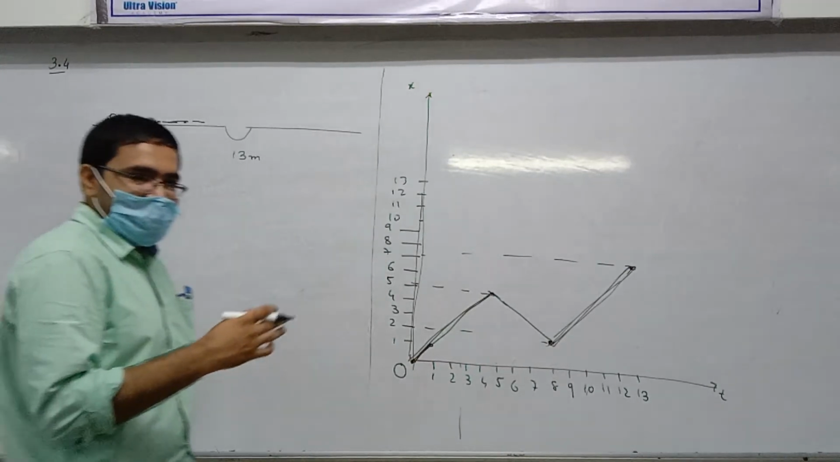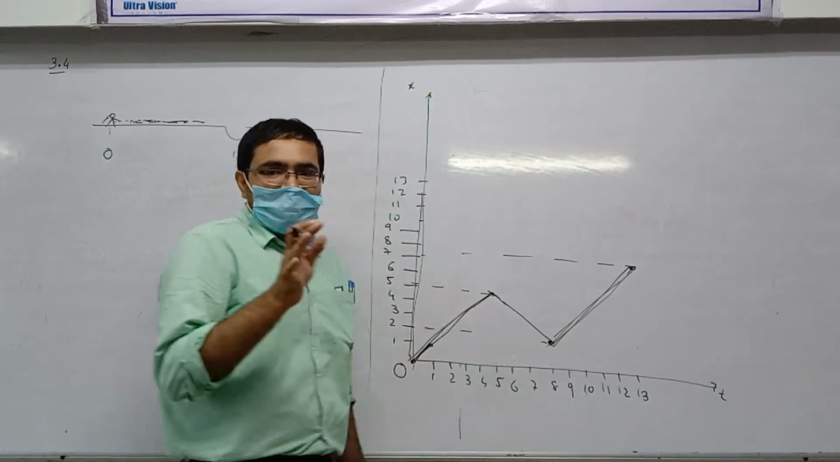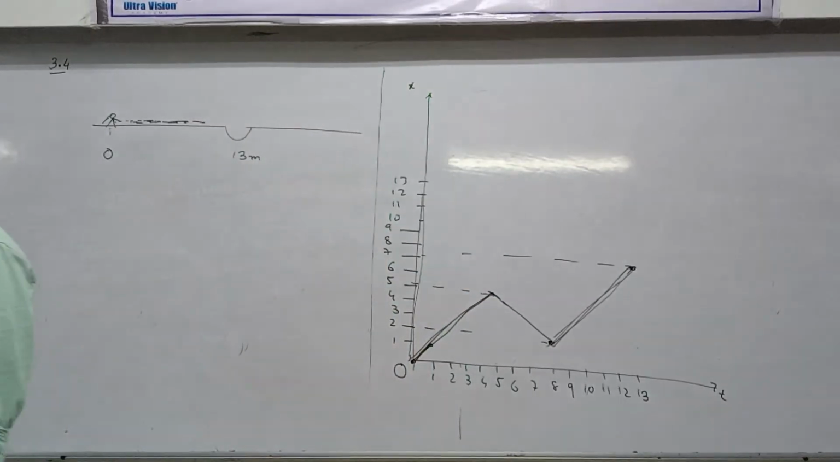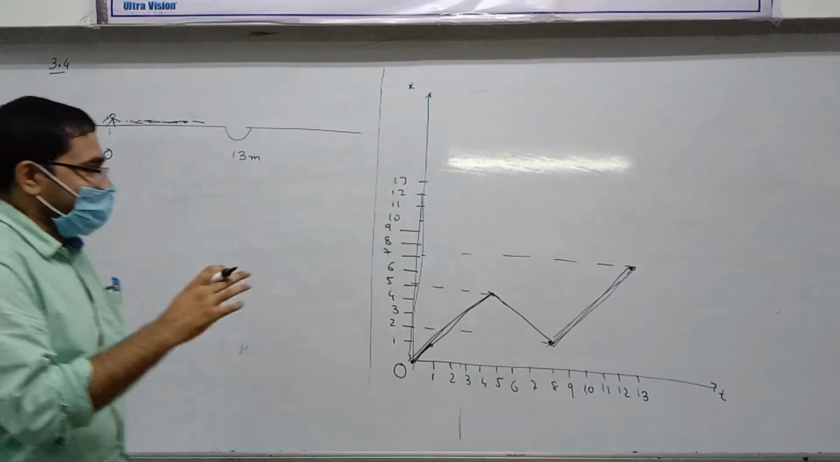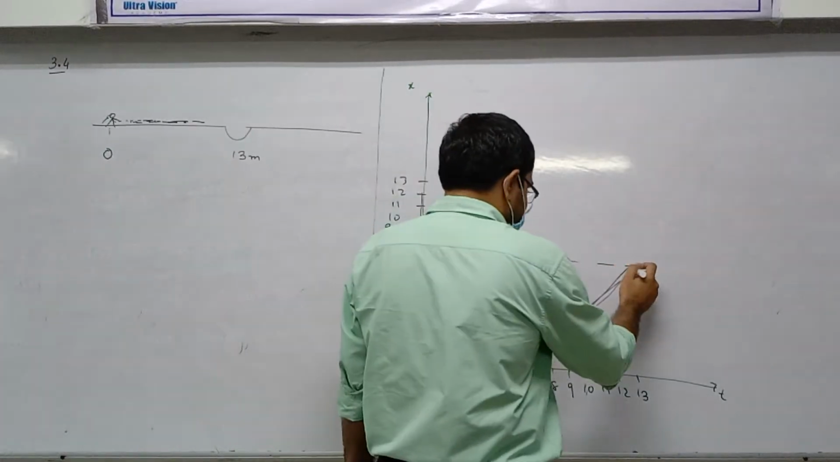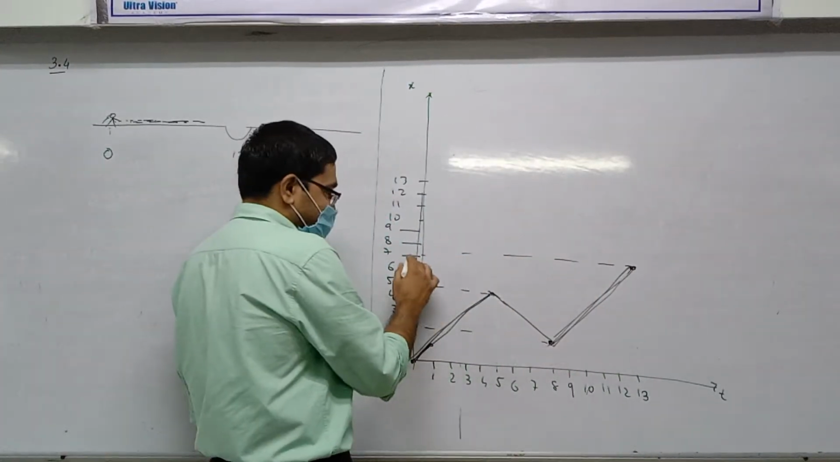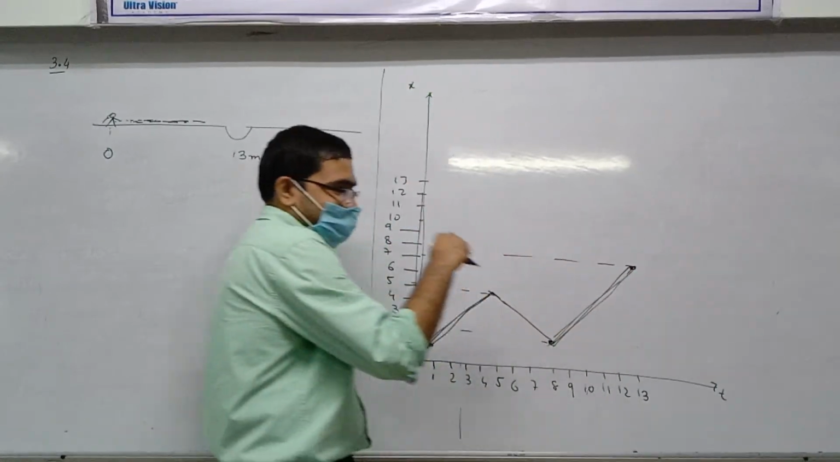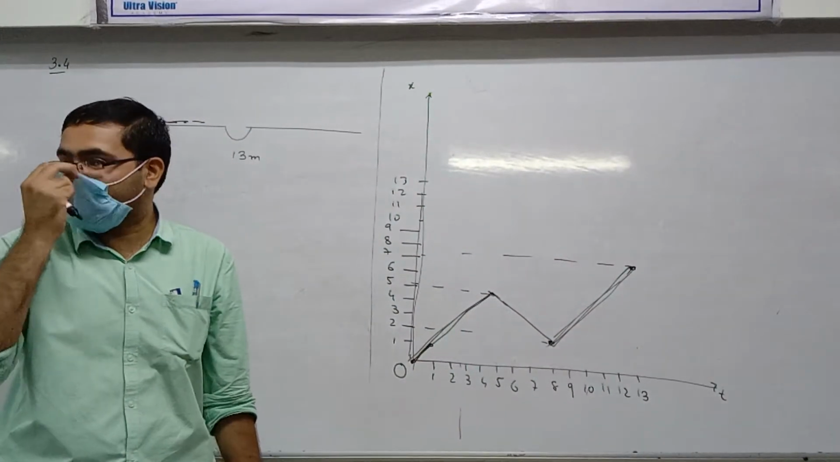Same pattern will continue. Correct or not? Yes. Okay, but where is the pit? 13 meters. So when the drunkard reaches 13 meters, but first of all, the drunkard will have to go back by how many? 3 steps. So from 7, 3 steps back means at? 4. Clear or not? Yes.